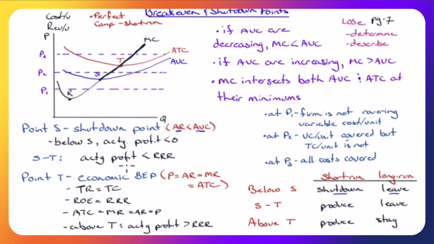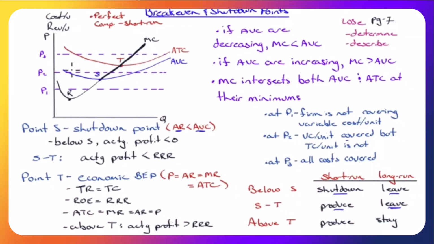Should we continue to operate? Let's have a look over here. If we're between S and T in the short run, yes, continue to produce. Why? Because our variable cost per unit is being covered, so we must be making something on each item, and that something is called the contribution margin. At least we're helping to pay some of the fixed costs. Maybe not all of them, but at least we're paying some of them, so we should continue to produce. But in the long run, if we can't fix that situation, we should just leave.